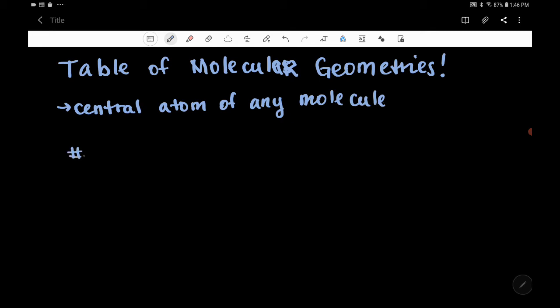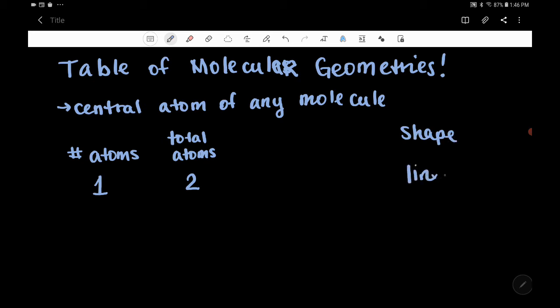We're going to look at the number of atoms bonded to the central atom. If there's just one atom bonded, so the total number of atoms would be two, nothing else matters. The shape is going to be linear, and that looks like this. Here's one, bound to something else. Anything with just two atoms total is always going to be linear.